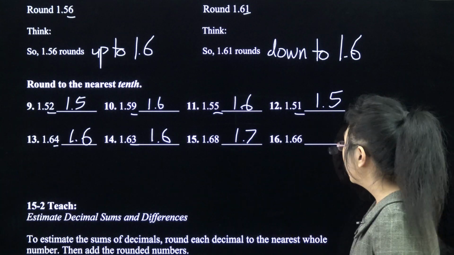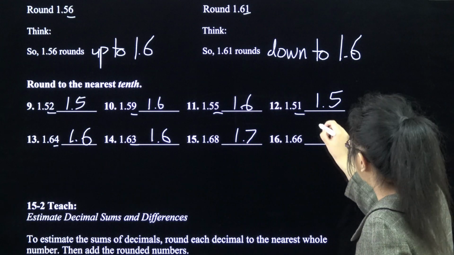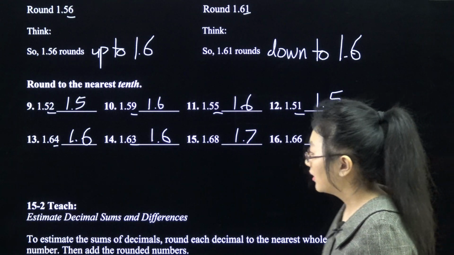1.66. 6 is still bigger than 5. So we still round up to 1.7.